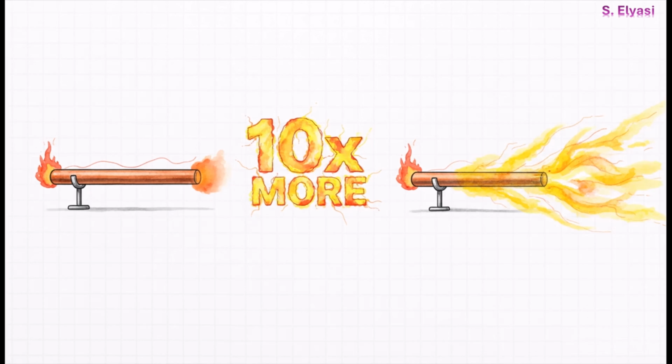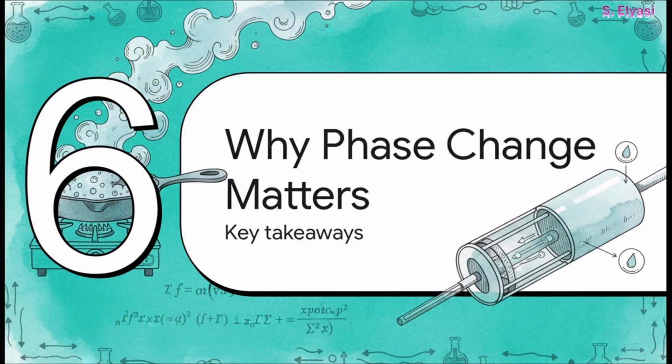Let's just put that in plain English. The heat pipe, using nothing but the physics of boiling and condensation we've been talking about, can move more than 10 times the heat of a solid piece of copper. That right there is the raw power of phase change heat transfer. So we've gone all the way from a simple kitchen pan to a super high-tech heat pipe.